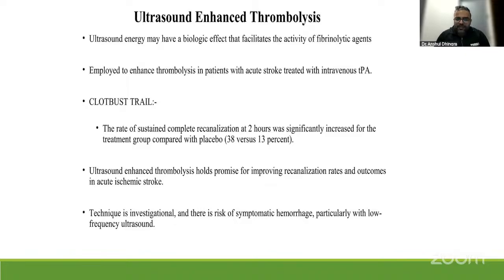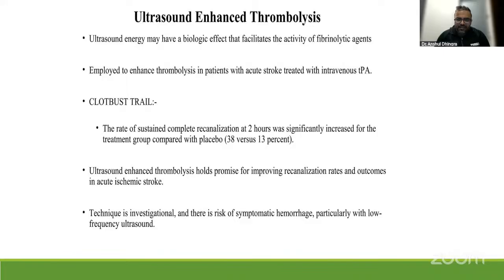There is also ultrasound enhanced thrombolysis. Ultrasound energy may have a biological effect that facilitates fibrinolytic activity. This is employed to enhance thrombolysis in patients with acute stroke treated with intravenous TPA.